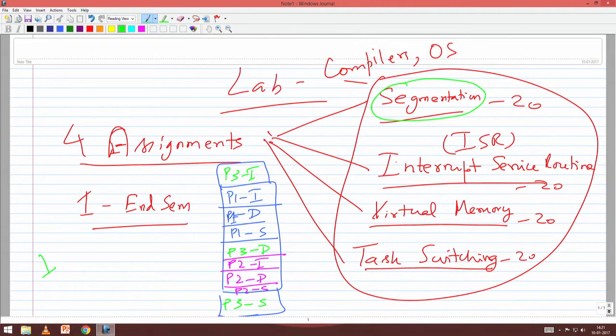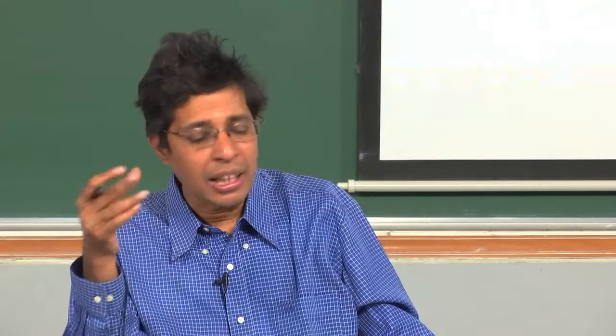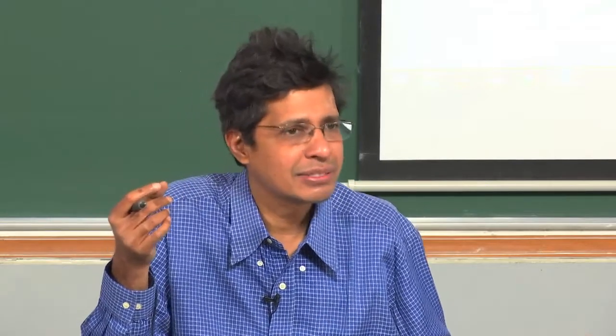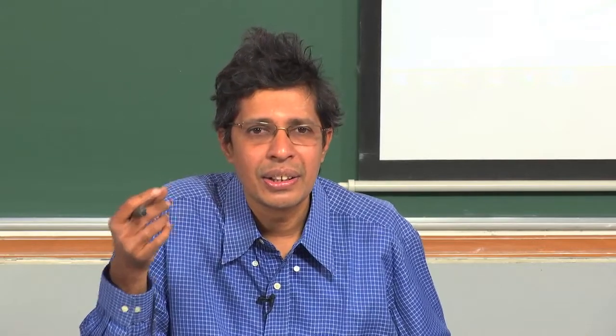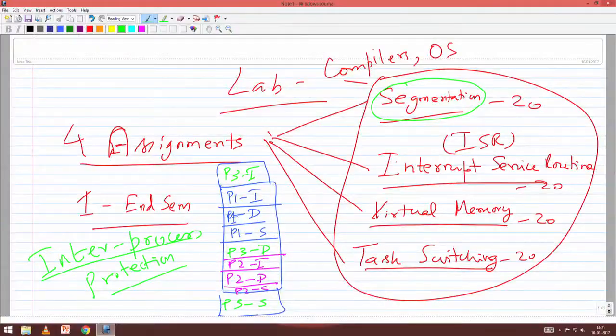So this is what we call inter-process protection. One process's data, stack and code is protected or isolated from the other process's instruction, data and stack. Now, how do we achieve this? We achieve this through what we call segmentation. One of the ways of achieving it is through segmentation.